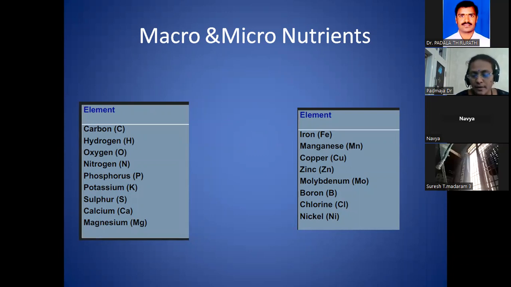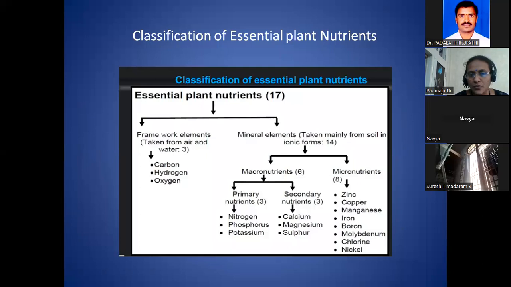And if you see the classification of these essential plant nutrients, totally 17 nutrients are very essential for plant growth and development, and for a number of metabolic activities like respiration, photosynthesis, absorption of water and mineral nutrients, translocation of solutes, ascent of sap, transpiration, and the closing and opening of the stomata. Directly or indirectly, these nutrients play a very important role in all these processes.